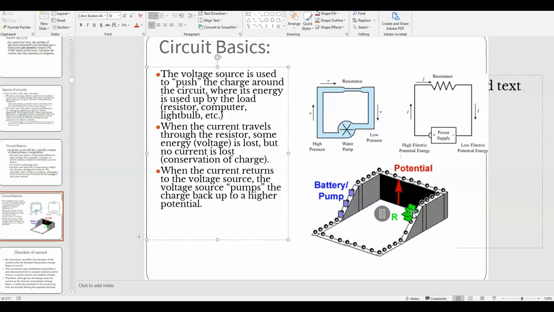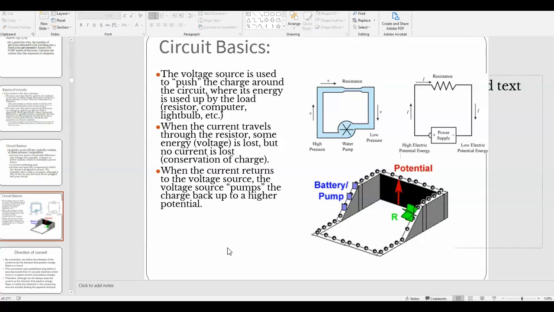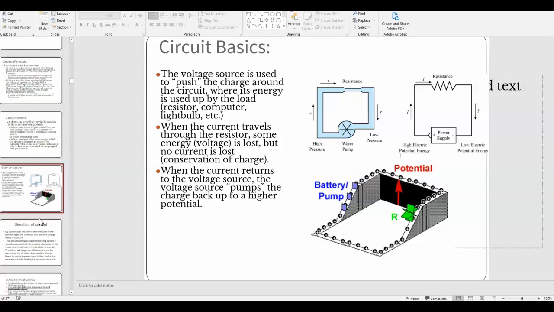Okay, so for example, if this green paddle wheel was like a light bulb, the charge going from high potential to low potential loses energy, and that energy appears in the light bulb in the form of light, right? And so that's basically how a circuit works. Okay, so the voltage source acts as a pump mechanism, and once the charged particles end up at a higher potential, they try to seek out a lower potential, and the process repeats itself.